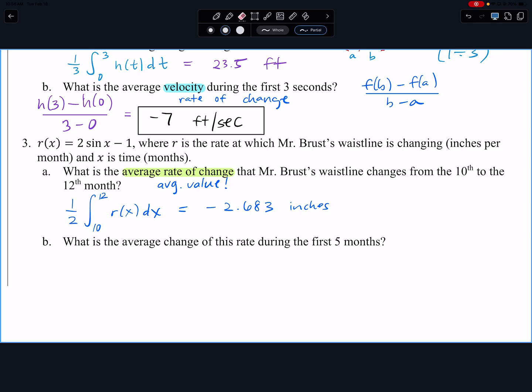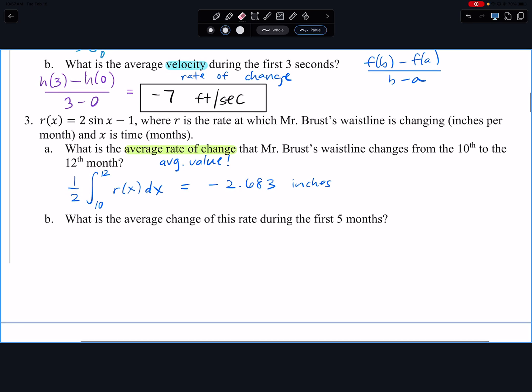What is the average change of this rate? Ooh, I hate that. During the first 5 months. So what is this asking us to find? The average rate of change. So this is the f of b minus f of a over b minus a. So this is going to be average rate of change, or AROC. So if I want to show my work for this, guys, before I put it in my calculator, I could write r of 5 minus r of 0 over 5 minus 0.